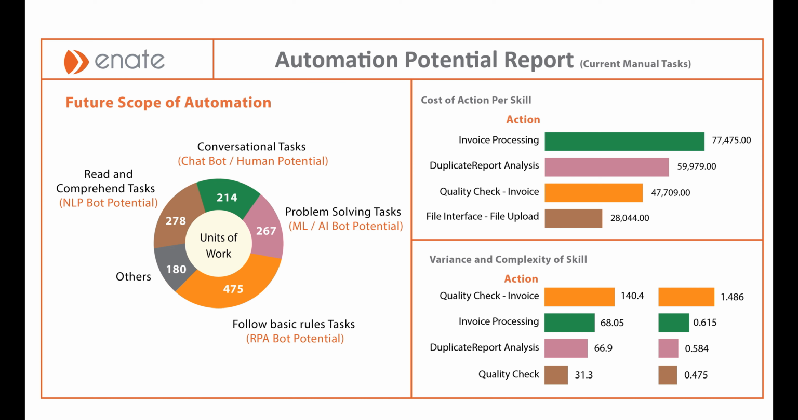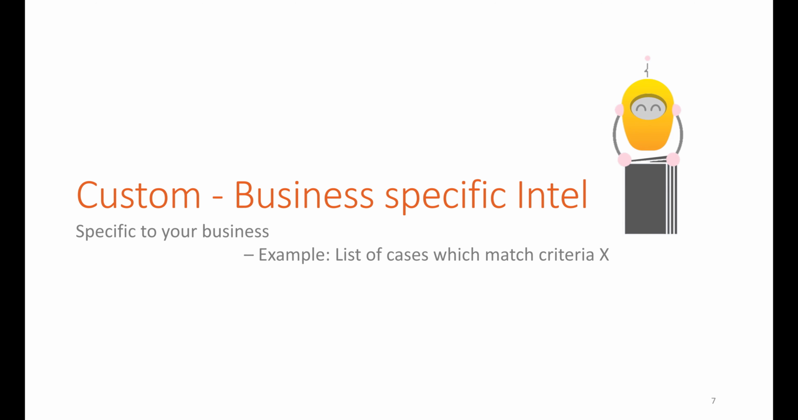Automation potential reports are reports which guide what automation technologies to invest in, suggested tasks to automate next, and possible savings by doing so. Finally, bespoke or custom reports are ones that are specific to your business context. These can be configured on Enate's Tableau environment by business analysts as needed.